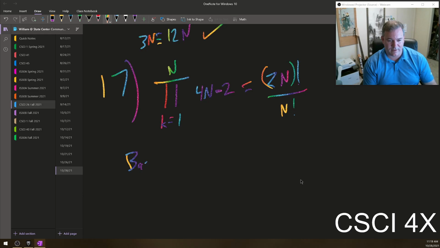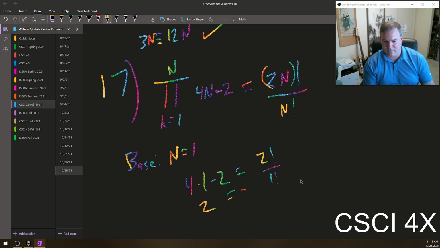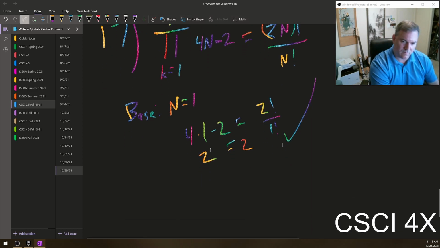Okay. So the base is for n equals 1. And so this can be 4 times 1 minus 2 equals 2 factorial divided by 1 factorial, which is 1. So 4 times 1 is 4, minus 2 is 2. Okay, there you go. So base case checks out. Inductive step.